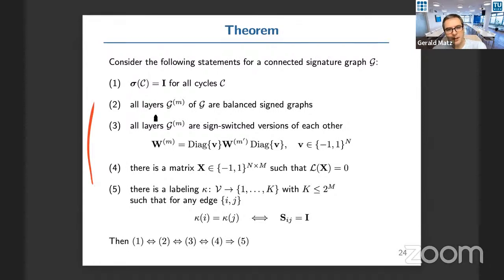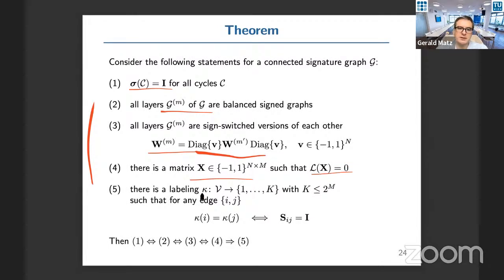And the crucial one maybe is actually the second one, which says that if the signature graph is balanced, what it implies is that all layers by themselves must be balanced signed graphs. And this then has further implications. In that case, what you can show is that if you look at all the layers, the weights on all the layers can be related by sign switches as well. And you find a matrix like in the signed case for which the Laplacian becomes 0. So this is perfectly smooth on the signature graph.